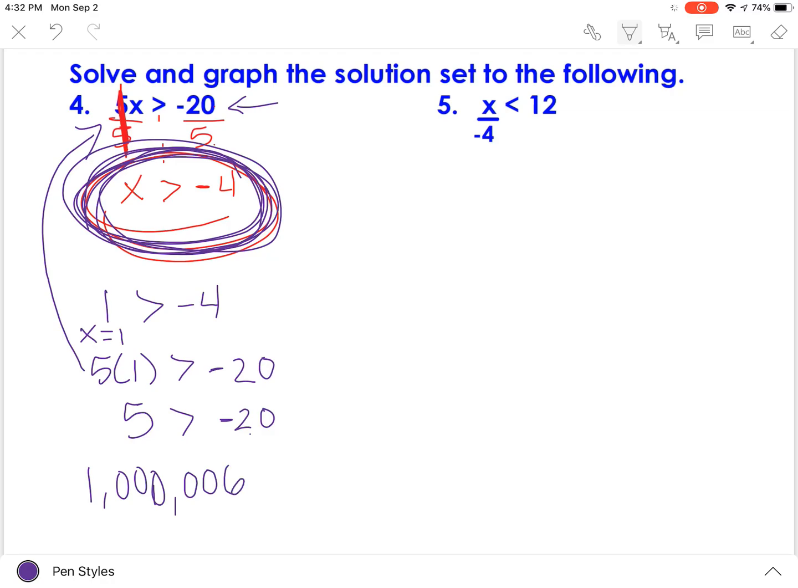Last but not least, number 5, x divided by negative 4 is less than 12. Well, the opposite of dividing by negative 4 is multiplying by negative 4. So I'm going to go ahead and multiply both sides by negative 4. Well, multiply by negative 4, divide by negative 4 just eliminates to 1. So we're left with our x. 12 times negative 4 is negative 48.